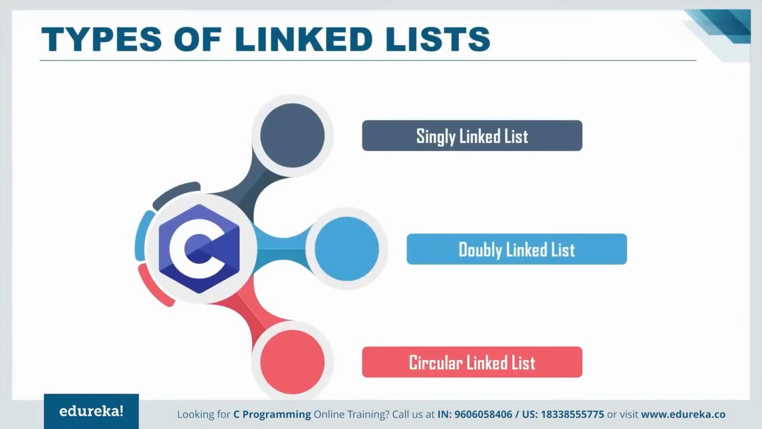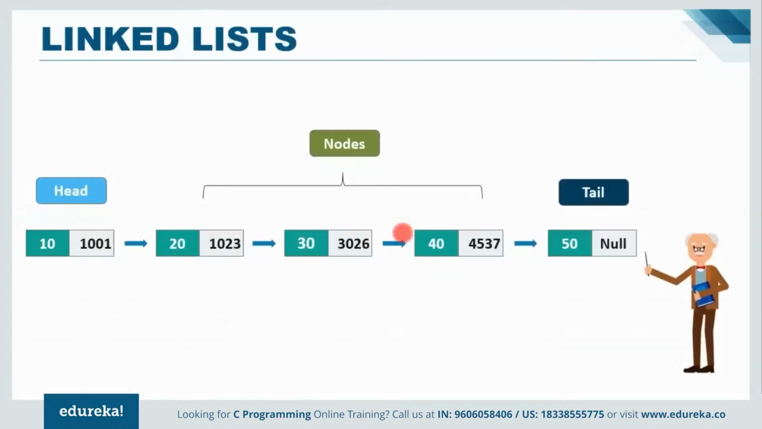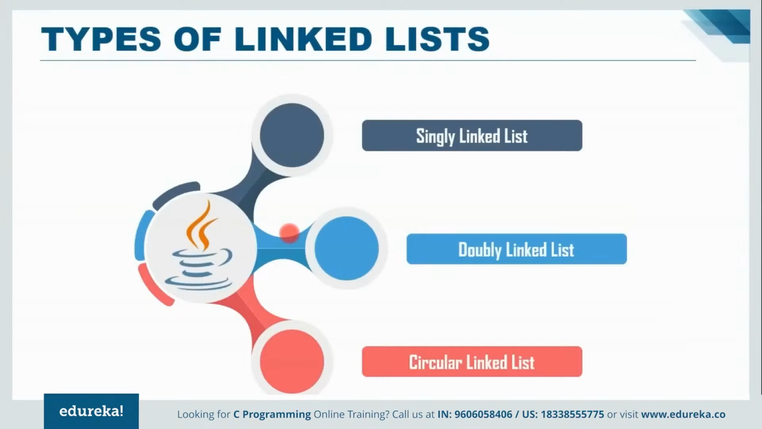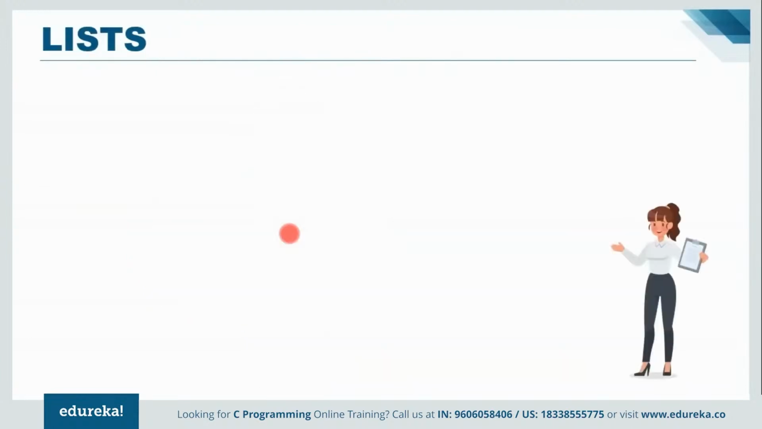We have 3 types of linked list in the C programming language, which are singly linked list, doubly linked list, and circular linked list. Don't worry, I will explain each and every type of linked list in a much better way along with practical examples. Firstly, singly linked list, second is doubly linked list, and the third one is circular linked list.